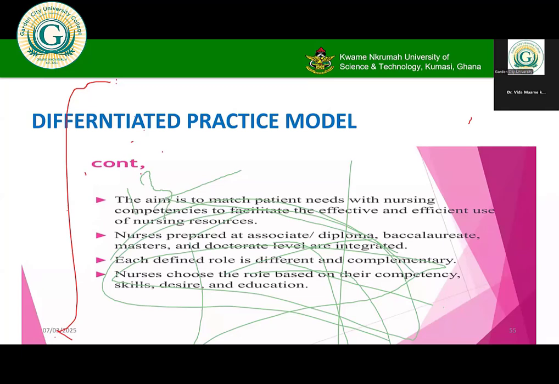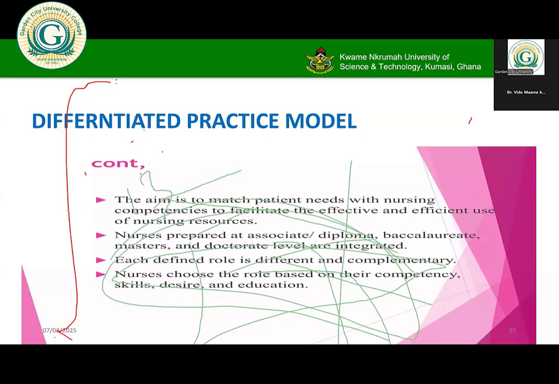Associate, diploma, degree, masters, and even doctorate level. So this one is a high model. And so we have people with different educational backgrounds, especially with even the higher doctoral level. So its defined roles are different and complementary. So nurses choose the role based on their what? Yes, your competency, your skills and your desires and educational level.